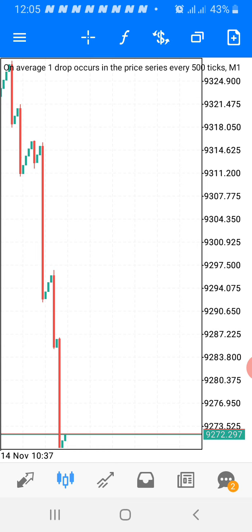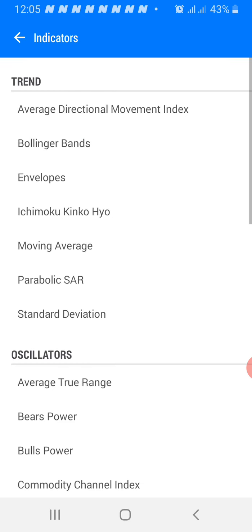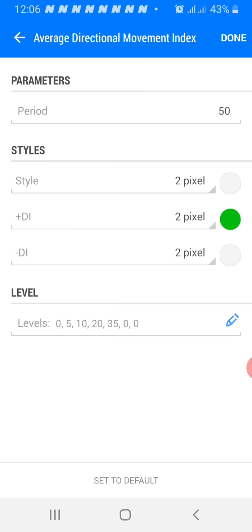Then what we need to do is you click on the indicator tab. The first indicator we'll be adding is the average directional movement index. The average directional movement index is the first indicator here. So the period is 50, the style is 2 pixel.